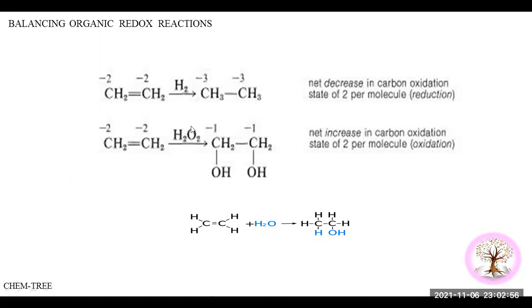Whereas in case of oxidation, there is a net increase in oxidation state of carbon. For example, this ethene, when it is oxidized with hydrogen peroxide, the oxidation state of carbon has been increased to -1 in ethylene glycol. So redox reactions are those in which the oxidation state of carbon is changed. If it is decreased, it is reduction. If it is increased, it is oxidation.